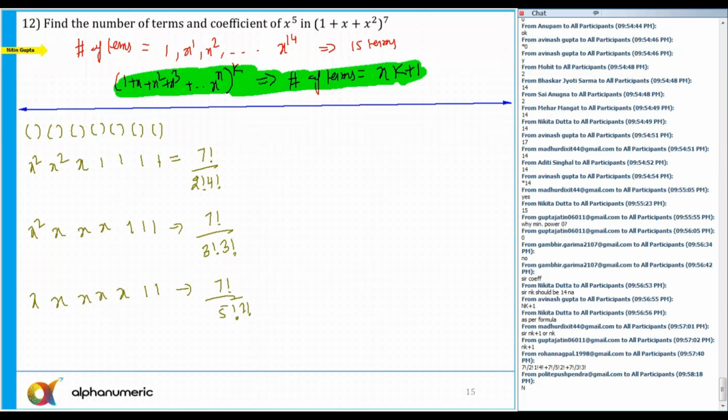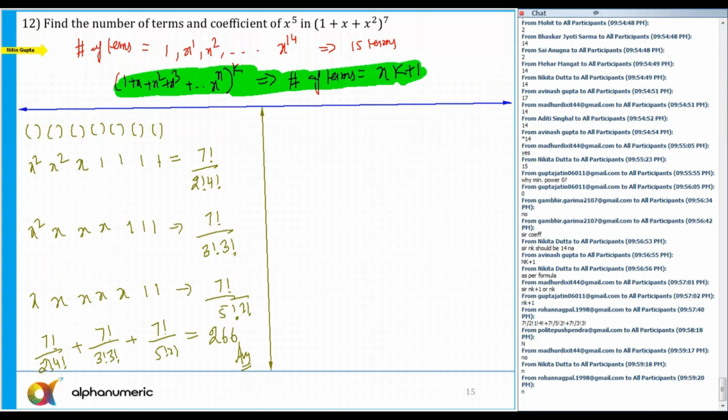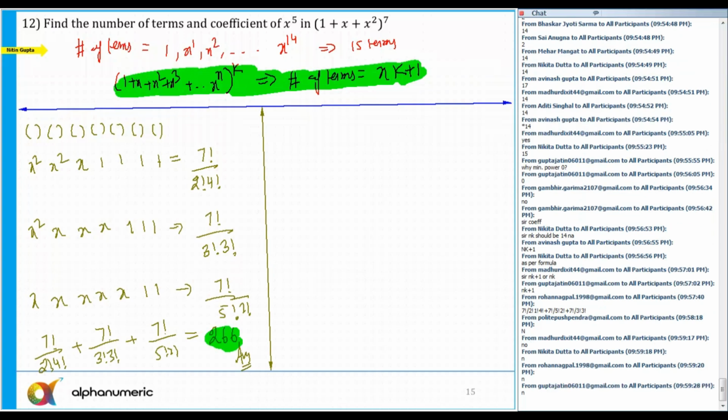Add all of them. So if I add all of them, that is factorial 7 by factorial 2 into factorial 4, plus factorial 7 by factorial 3 into factorial 3, plus factorial 7 by factorial 5 into factorial 2. If you solve this, you'll get the answer as 266, which is the answer. Any doubts to anyone, please tell me now. So these are the 3 possible ways to get the power 5. Okay. Now, there is one more method to find out the coefficient. Okay. Method 2.